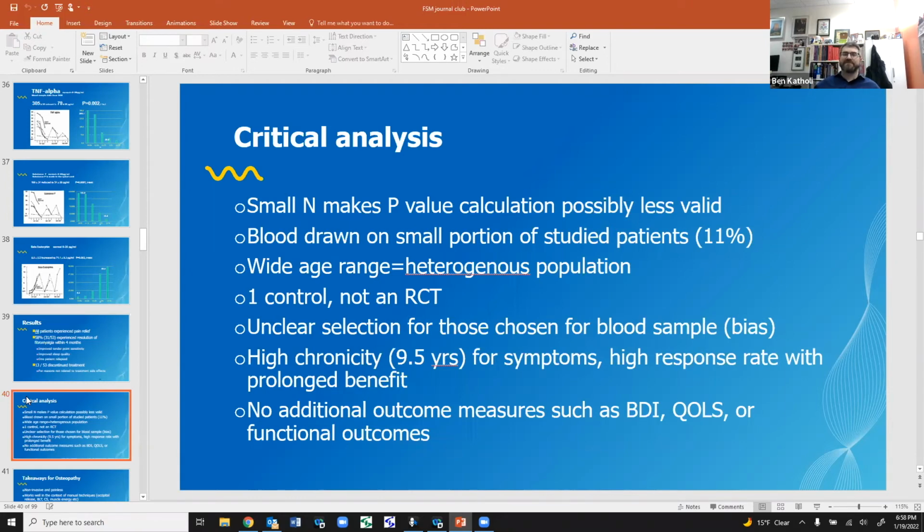So there's a lot of extra things that you could do, but it's a very interesting study, and it validates what we see with this, which is that when it works, it works really well, but there are patients that don't feel good with it, and it doesn't work for everybody.